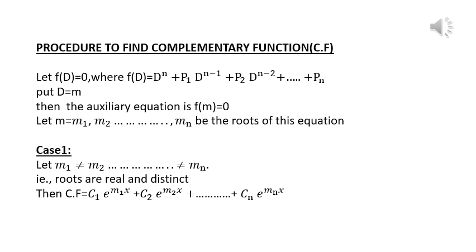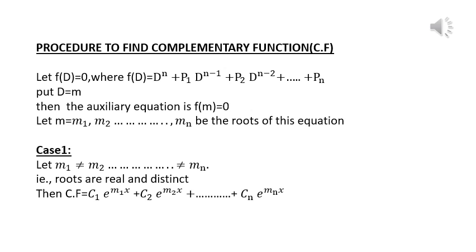Now let us see the method to find complementary function. First step, we should write the auxiliary equation f of D equal to 0. Solving this equation, we get values of D, say m1, m2, etc., mn. So these values of D may be real and distinct, or real and same, or complex numbers.